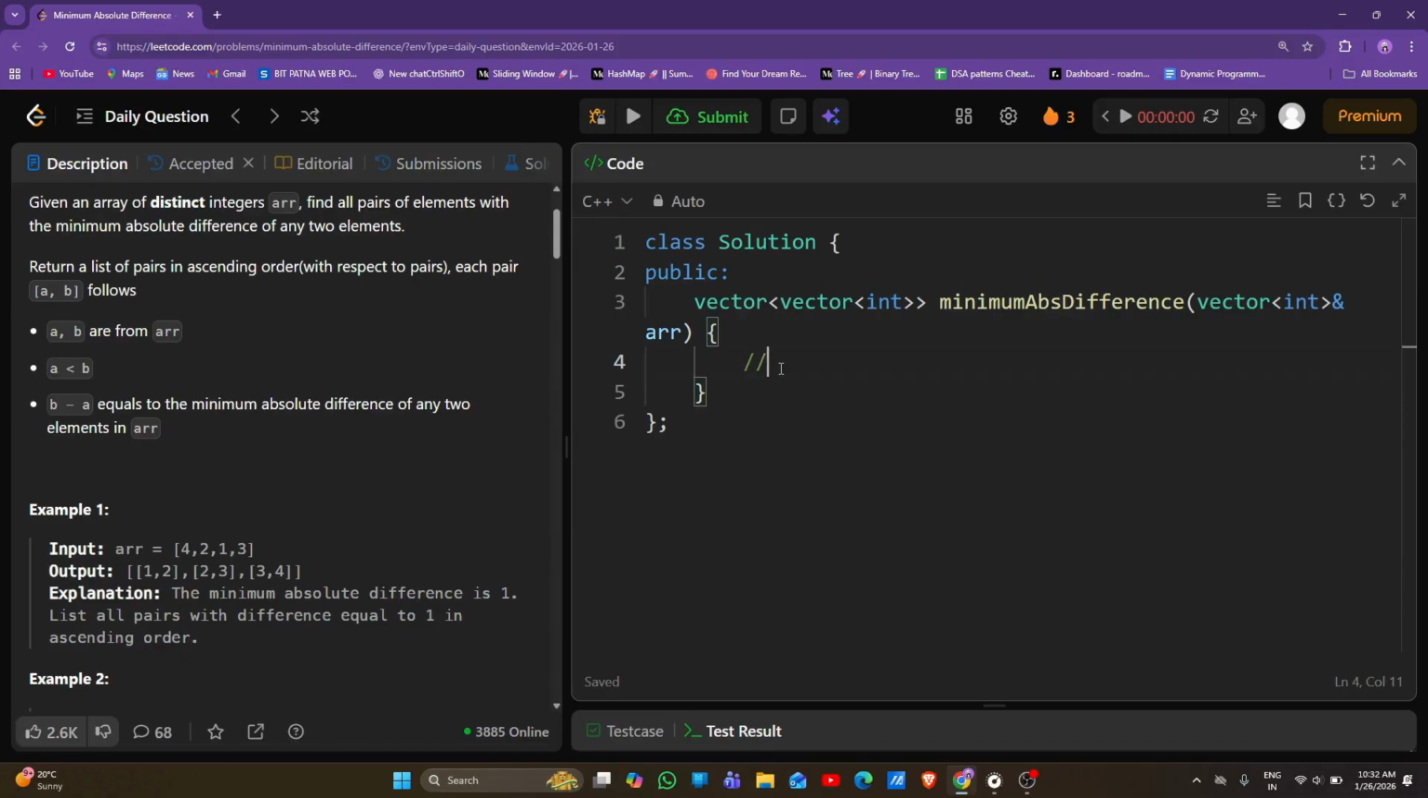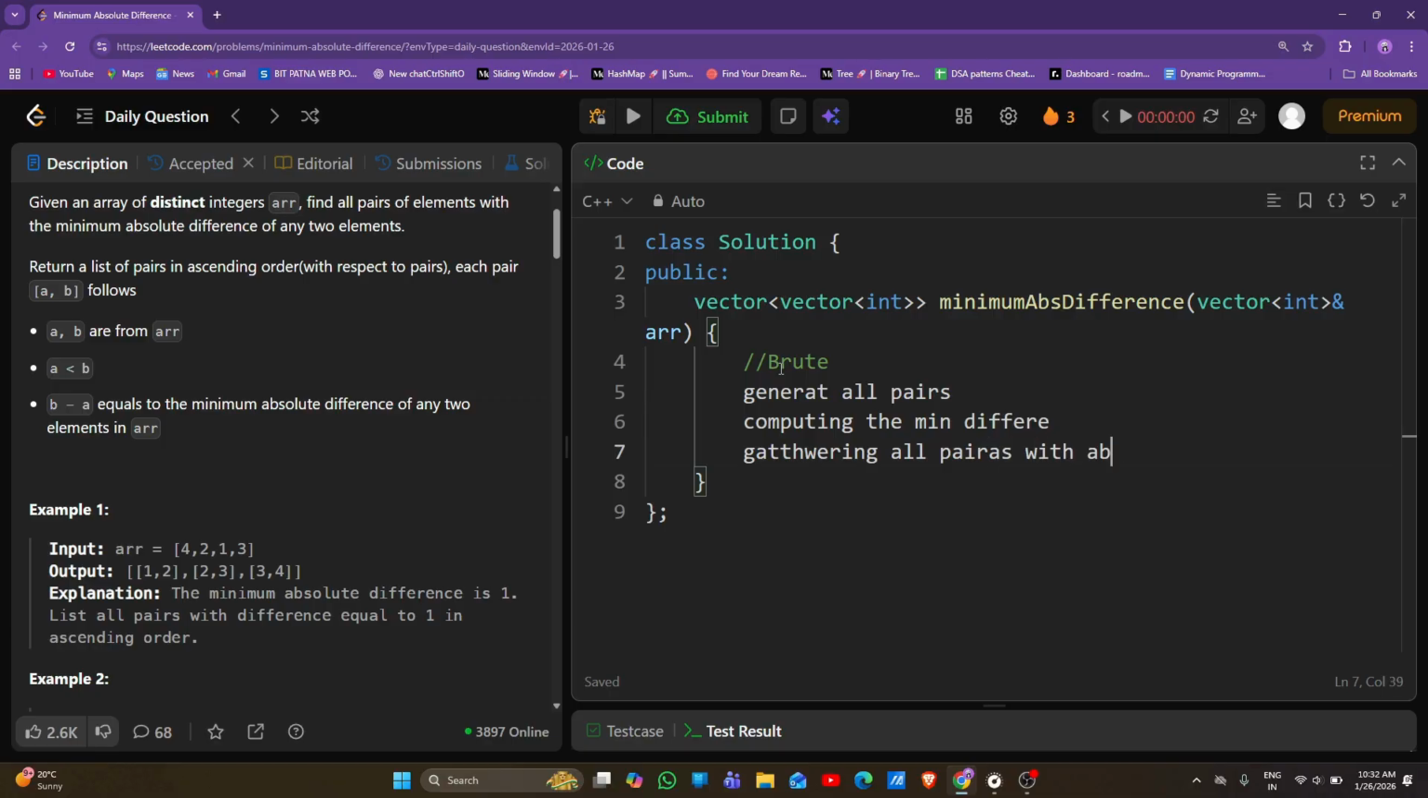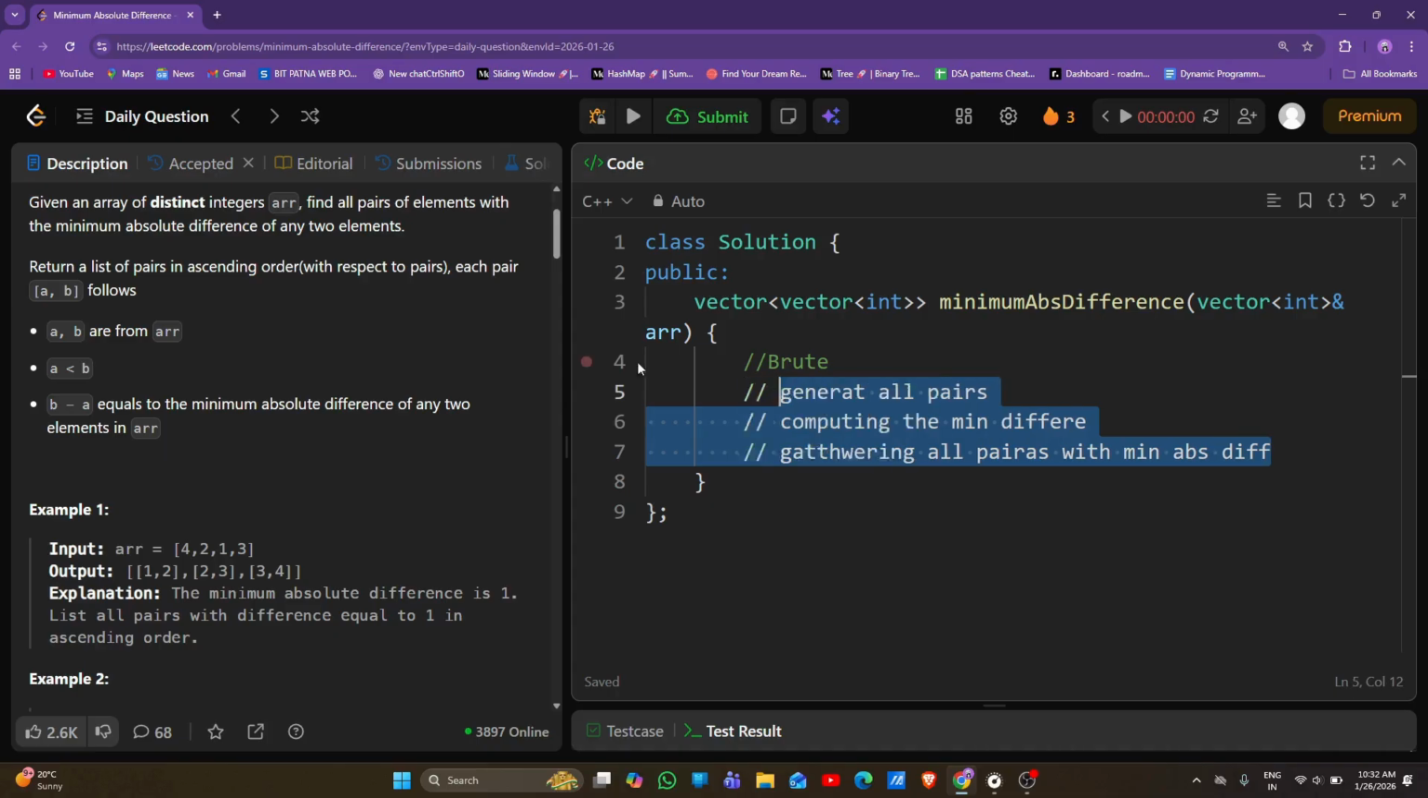So what will be the brute force approach you can think of? Brute force will be generating all pairs, after that computing the minimum difference, and third, gathering all pairs with the minimum absolute difference. So this will be our brute force approach, and let's code it.